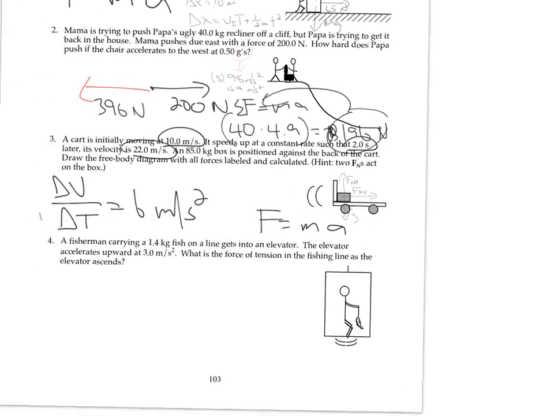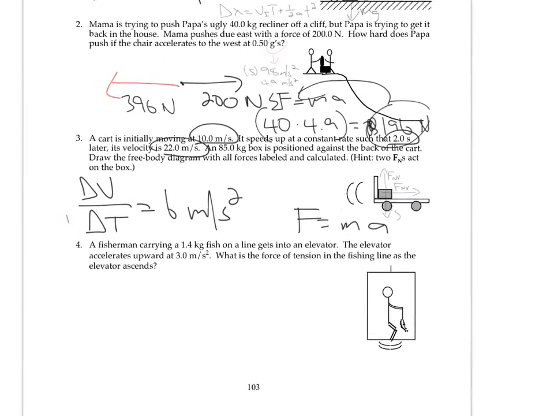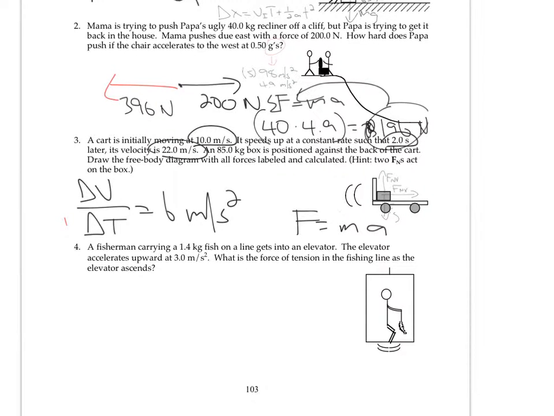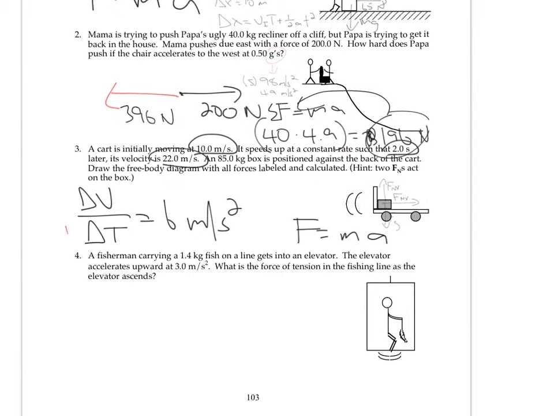And then the last one, a fisherman carrying a 1.4 kilogram fish on a line gets into an elevator, and the elevator is accelerating upwards at 3 meters per second squared. What is the force of tension in the fishing line as the elevator ascends? So if we draw the free body diagram for the fish, there's an upward force of tension on the rope, right? We're looking at the fish right here, and then there's a downward force of gravity, mg, for the fish. We know the fish's mass, and we know gravity, so we can do 1.4 times 9.8.